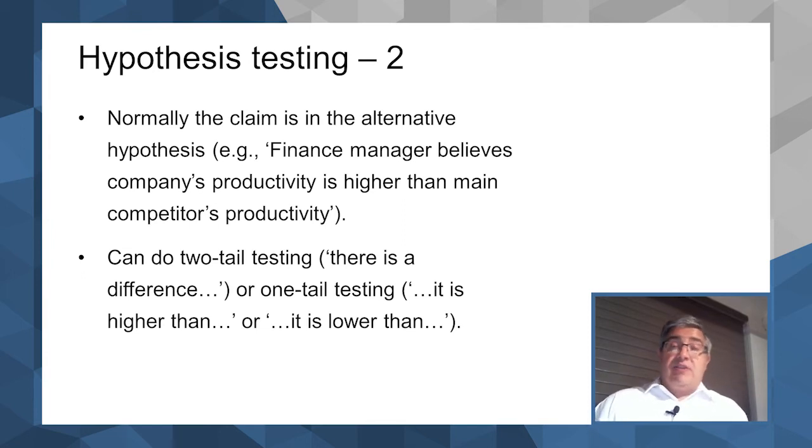The null hypothesis in this case would be there is no difference in the productivity of the company and its competitor. The alternative would be, as it says in the second bullet point, a one-tailed test to say that my productivity is higher, is better than the competitor. That is one type of hypothesis testing that we can do, one-tailed test. We can also do a two-tailed test, which is just to say it is different. Okay.